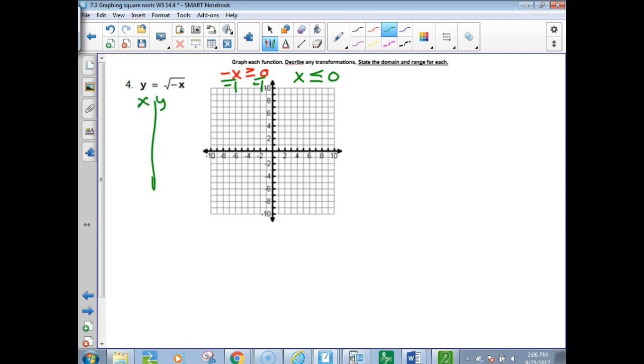Let's do it. All right, our domain is from negative infinity to 0. I can't put in negative 0, so I'll just put in 0. And I get 0. If I put in negative 1, I will get the square root of 1, which is 1. If I put in negative 4, I'll get the square root of positive 4, which is 2. So this is what this looks like. And if you put in negative 9, you'd get positive 3.